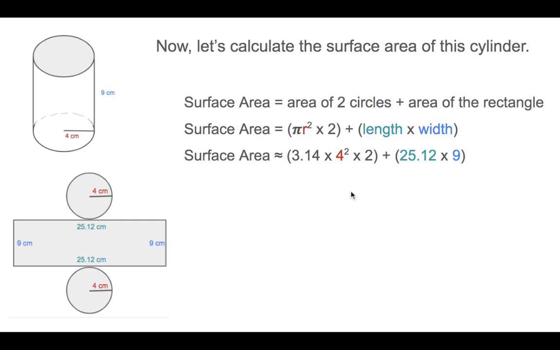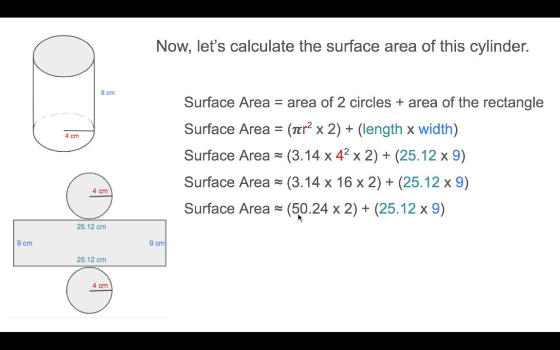So 4 squared is going to be 16. Notice everything else just came down. I didn't do anything with it. Now I have multiplication in my first grouping. So I'm just going to go from left to right. And I end up with 54.24 multiplied by 2. Again, I'm going to go left to right in that grouping. And I end up with 108.48 square centimeters.